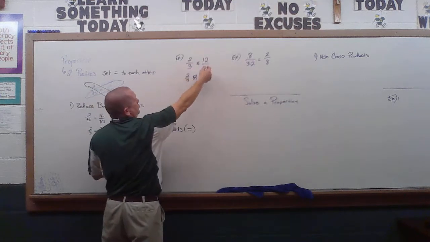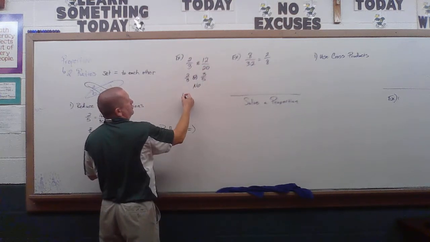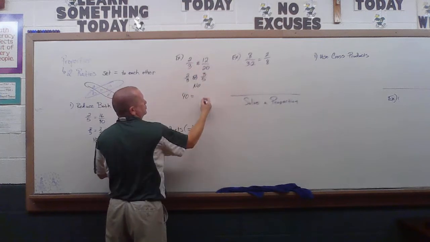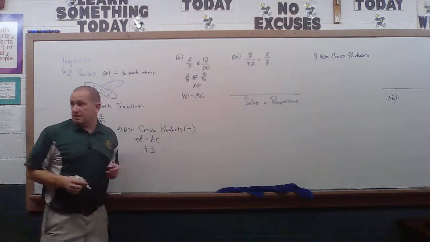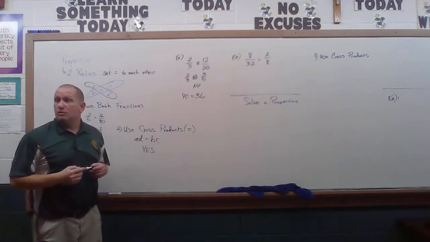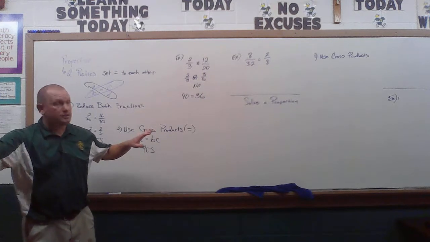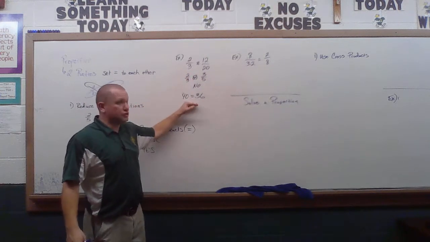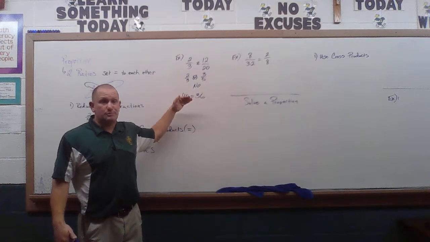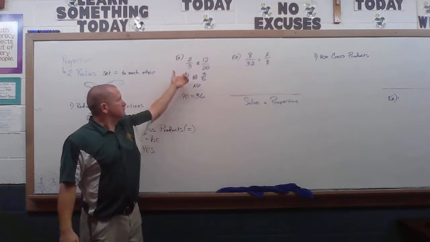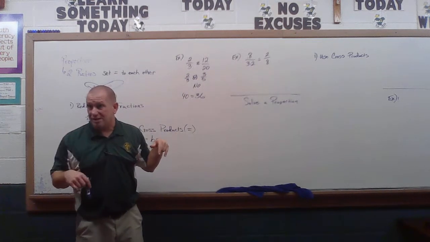So let's multiply. What's 20 times 2? 40. Is that equal to 3 times 12, which is 36? Oh, well, that's got to be easy. Right. So you can do it either way. You can try to reduce them or you can just do the multiplication. So especially if you can use a calculator, doing the multiplication is probably way easier.